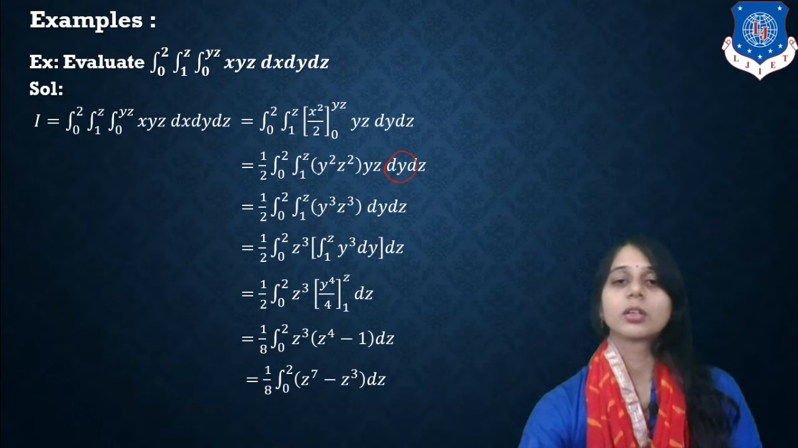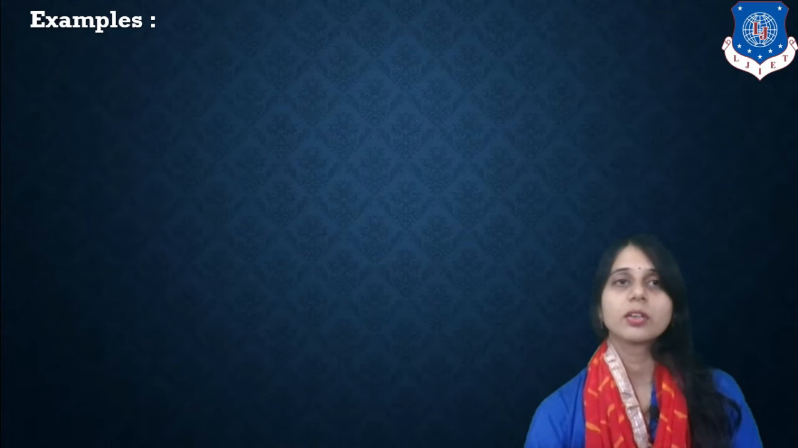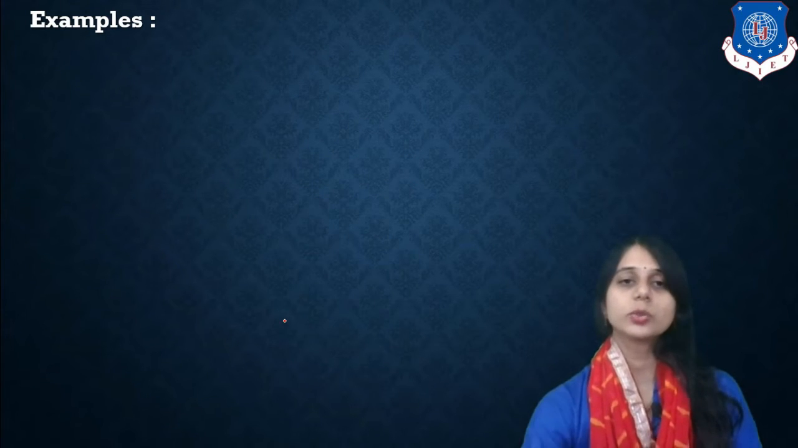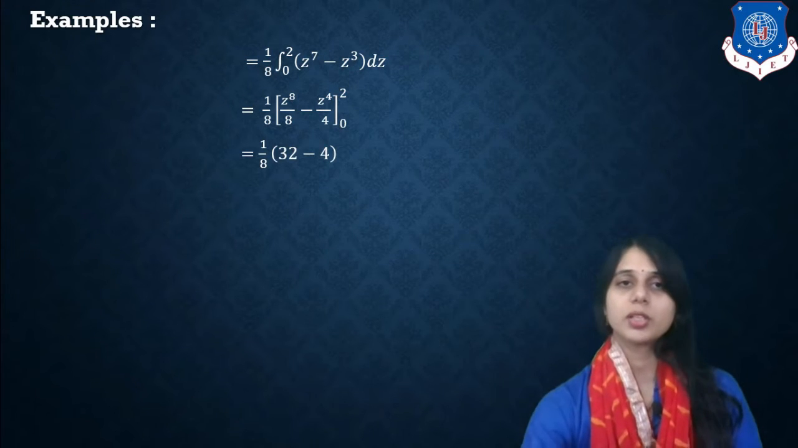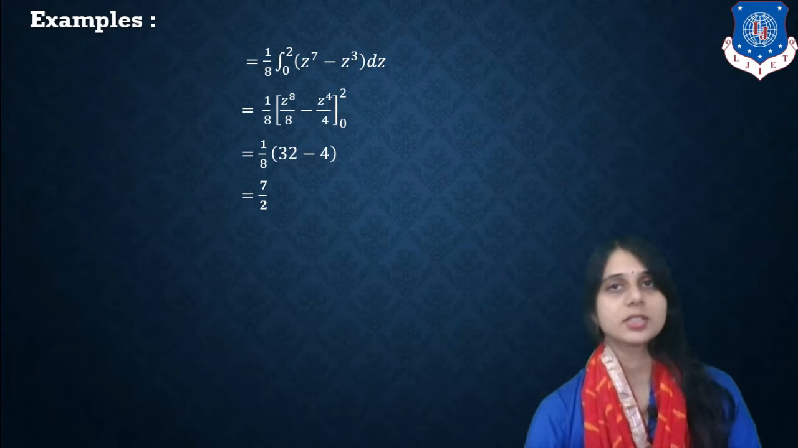Okay, now integrating with respect to z, we get z raised to 7 minus z raised to 3 dz, and integrating this, z raised to 8 by 8 minus z raised to 4 by 4. So, putting the upper limit minus lower limit, we get the answer as 7 by 2.